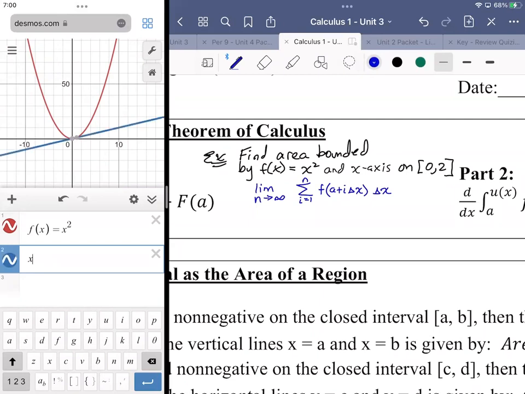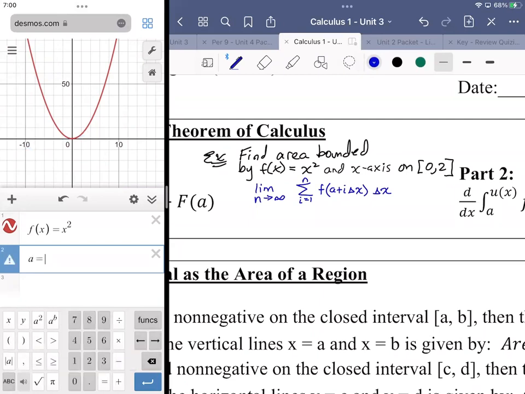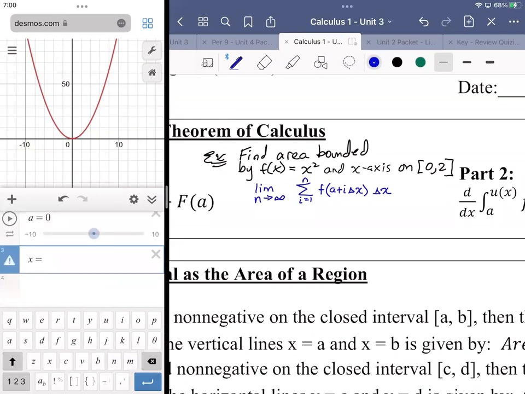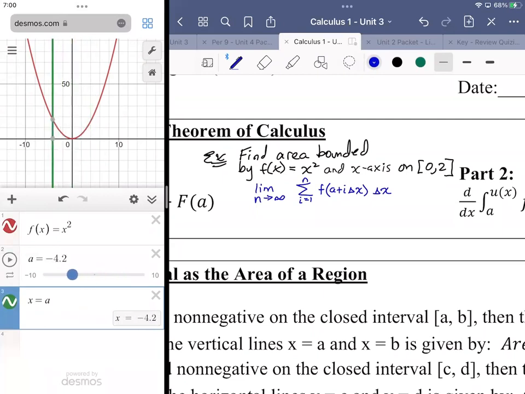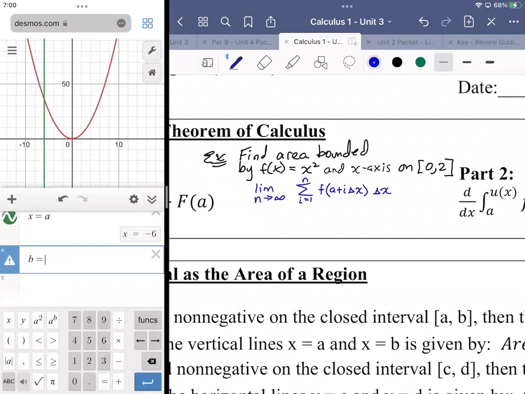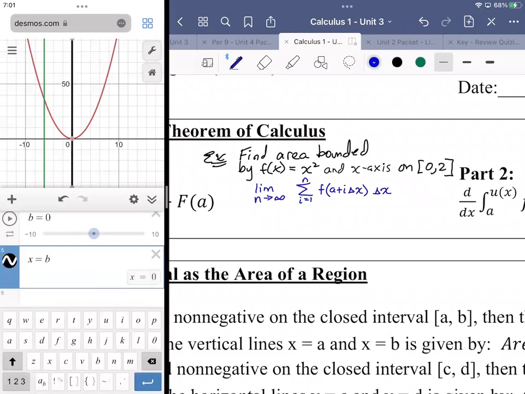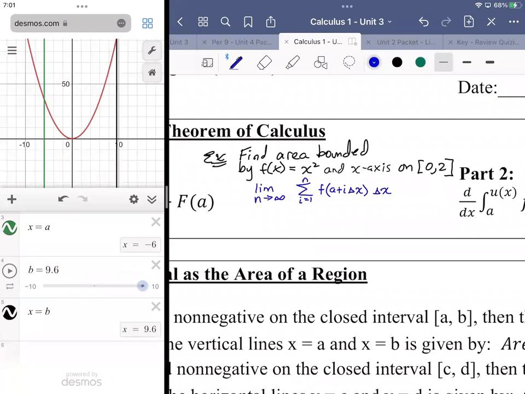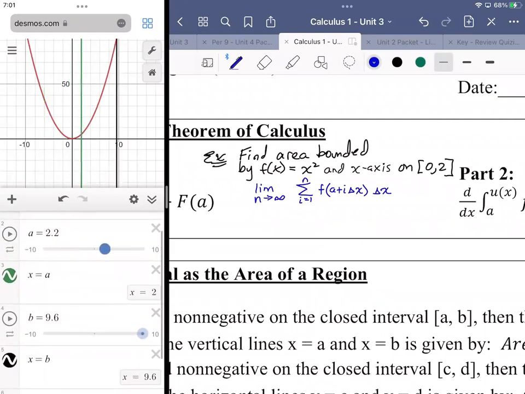I don't know why that happened. Let me type in the a equals 0 first. Then x equals a. Yeah, that's so weird. All right, so x equals some value of a, and then some b value. Put a 0 there. So x equals b. All right, so this would tell me, or at least allow me to determine a restriction, which would then allow me to figure out the area captured between these two bounded values.